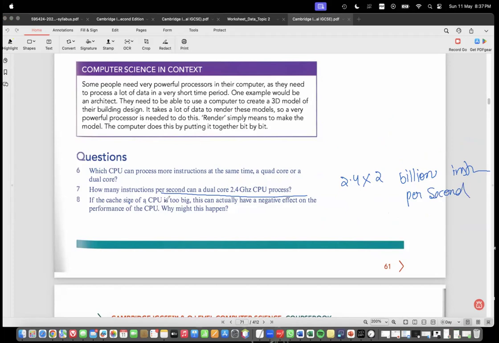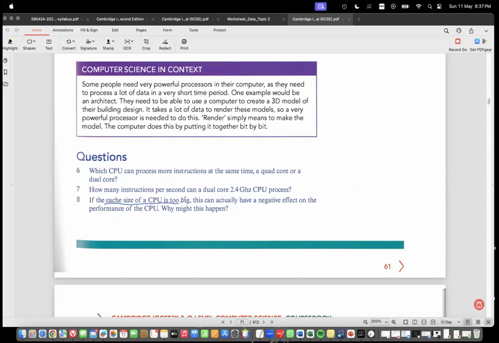If the cache size of a CPU is too big, this can actually have a negative effect on the performance of the CPU. Why might this happen? So it is not always good that you have a big cache. No, it is not always good. A larger cache can lead to longer access time, which makes it slower to find and retrieve data.